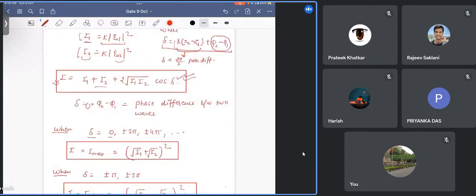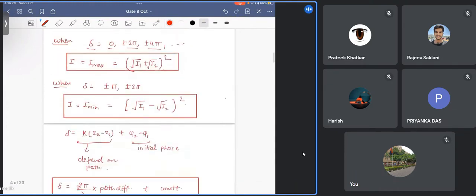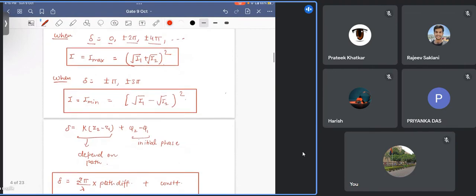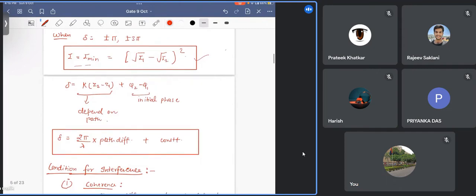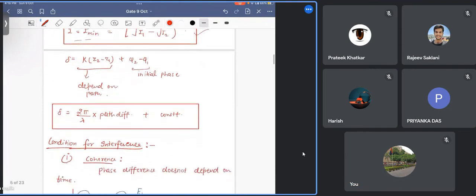Whenever delta is 0, 2 pi, 4 pi, this term will become maximum: I1 plus I2 plus 2 times the square root of I1 I2, which makes a whole square here. Similarly, when delta is plus or minus pi or plus or minus 3 pi, it will become minimum intensity. You are familiar with these things, maybe from your 12th, I just try to do these things again.